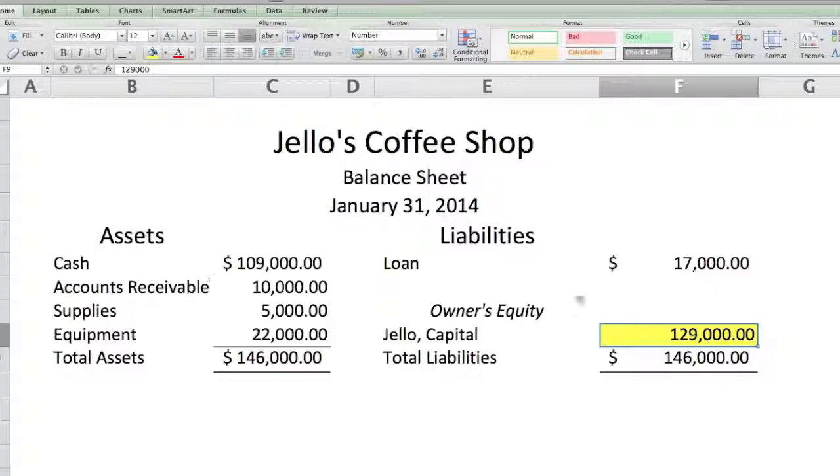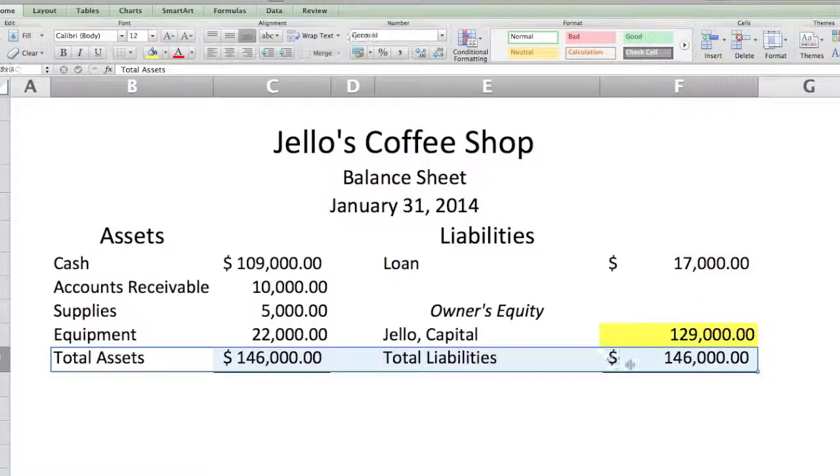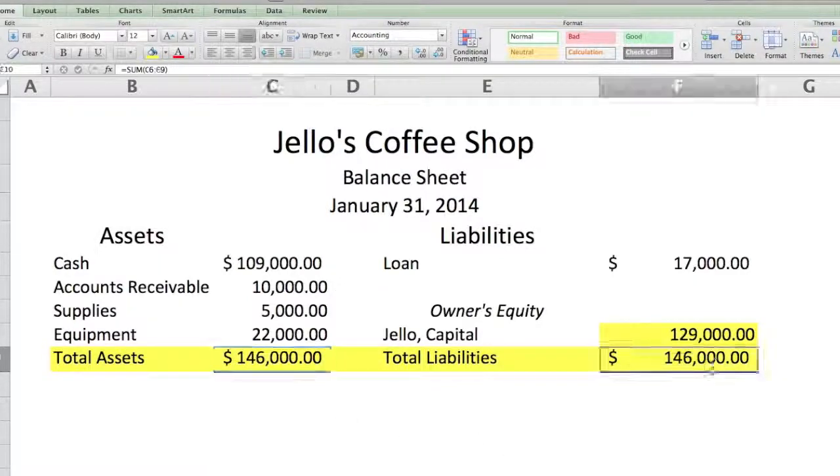Now, a final check to make sure you got everything is your total assets should equal your total liabilities. You'll add all these together. That single line indicates everything gets added together, which is $146,000. And on the liability side, you add all those together. That also equals $146,000. That's how you know that these are correct. So once again, always double check that your assets equal your liability and owner's equity.